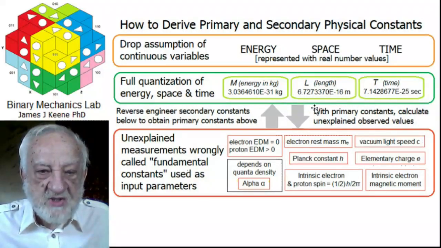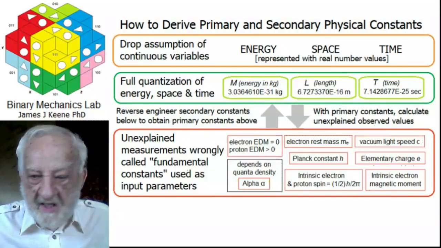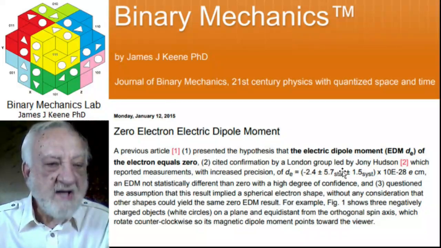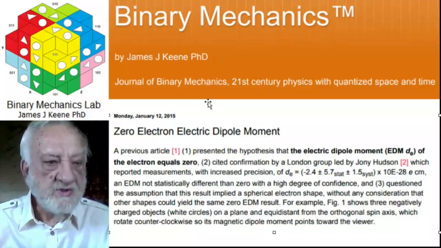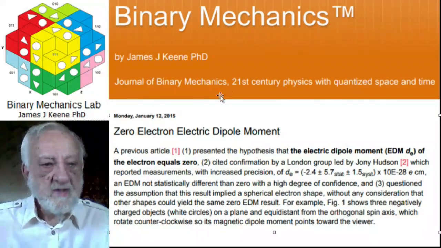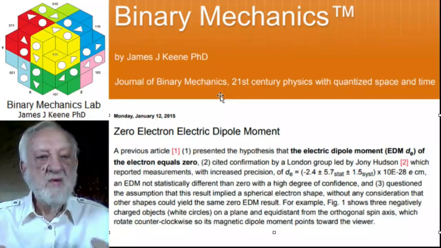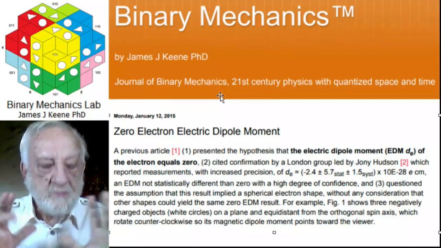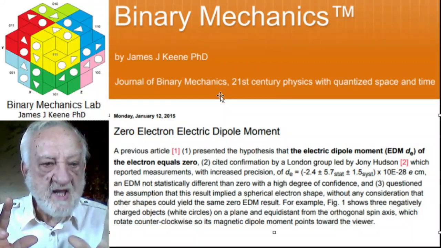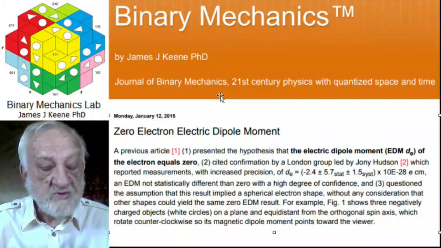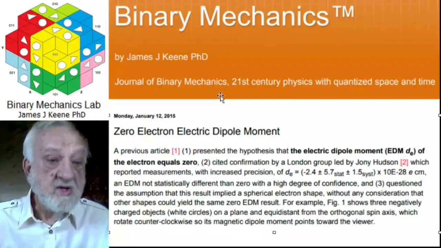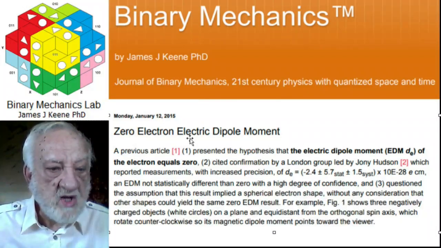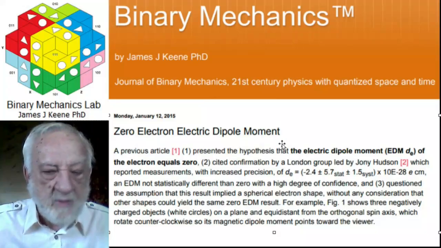Let's look at this quest in a little bit of detail. A series of papers document this second quest. We can do a quick walkthrough of the papers published in the Journal of Binary Mechanics, which establish that we can calculate from the primary constants of binary mechanics the measured observed values of the so-called fundamental constants, which I call secondary constants. First, we have zero electron electric dipole moment.